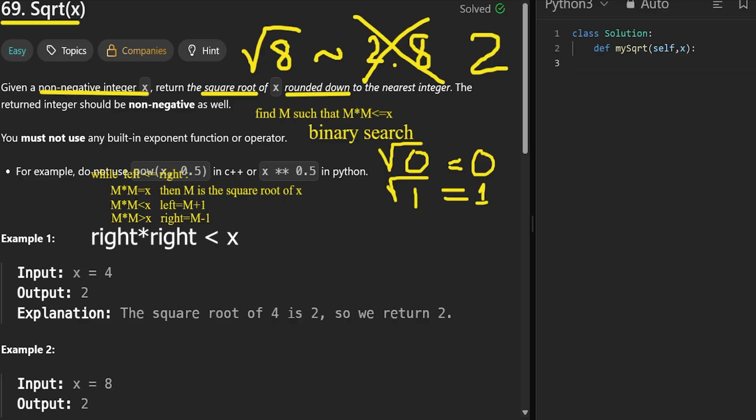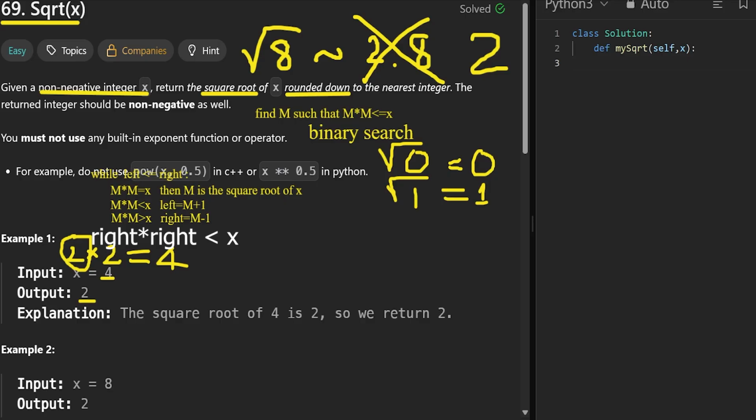code. We're looking for the square root of 4. Let's say we are smart and our intuition says the square root of x cannot be larger than half of x. Go ahead and try half of 4, which is 2. 2 times 2 equals 4. Then 2 is the square root of 4. That's simple enough. Let's move on to the next example.